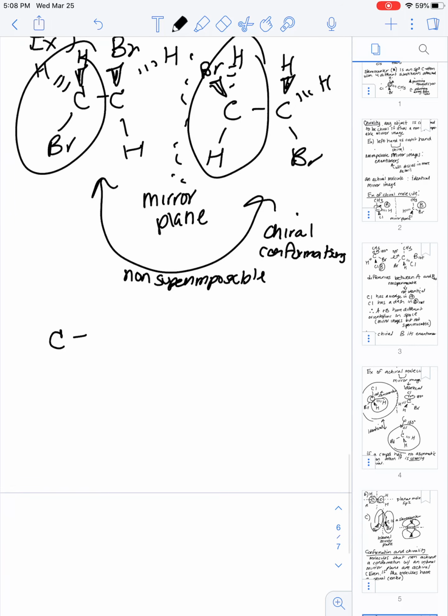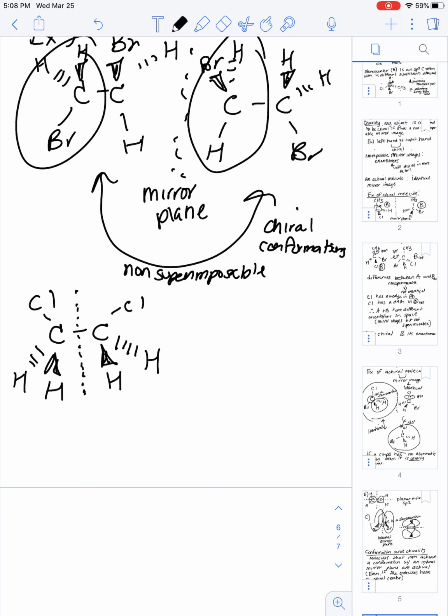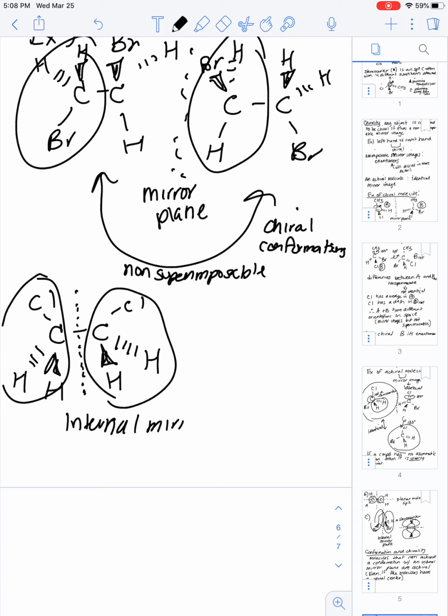Let's look at this molecule here. Looking at this molecule, we can see that both carbons are not going to be considered a chiral center or a stereocenter. We have this internal mirror plane here. Again, the left side of the molecule is exactly the same as the right side of the molecule. So since we have this internal mirror plane, this would be an achiral conformation.